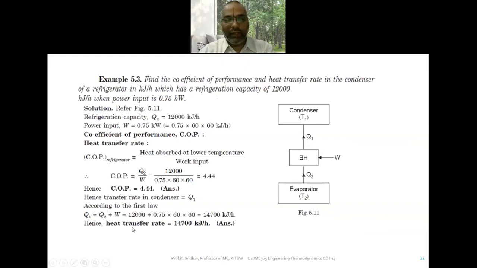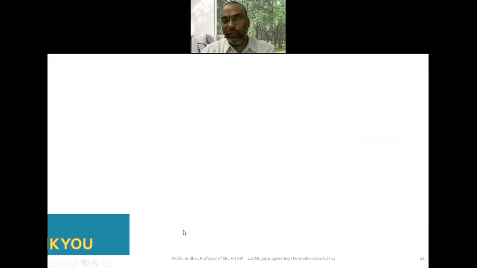And he is asking about the heat transfer rate, how much heat is supplied to the condenser. So W is equivalent to Q1 minus Q2, so Q1 is equivalent to Q2 plus W. So what is the value of Q1? It is equivalent to 14,700 kilojoules per hour.